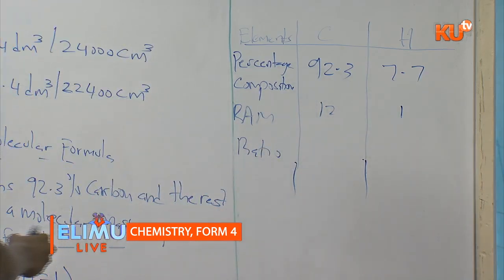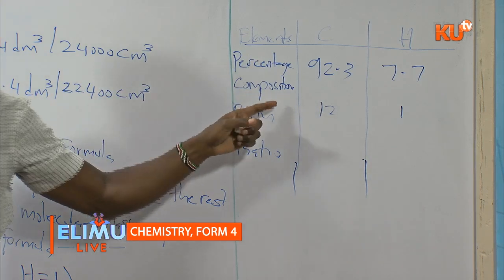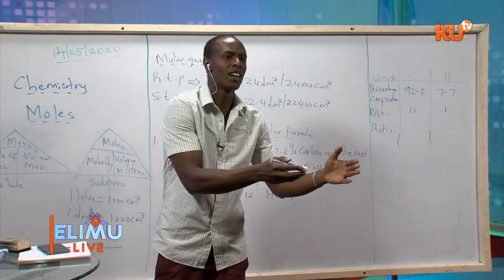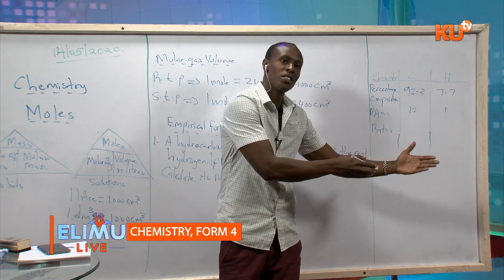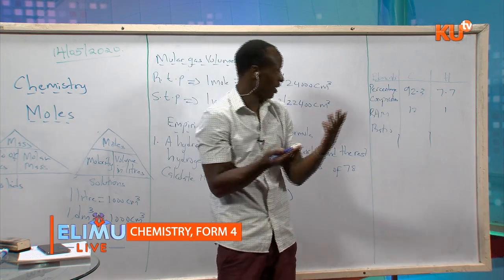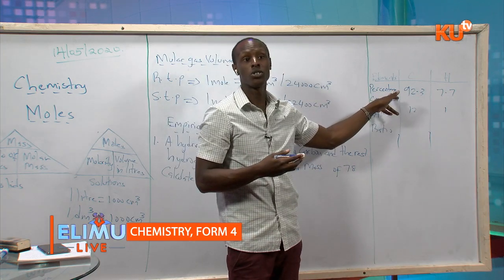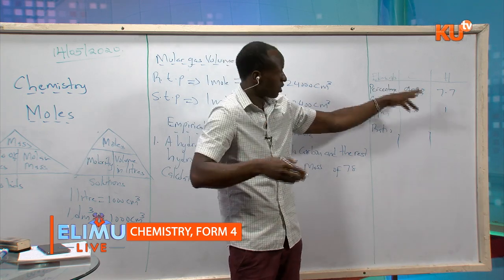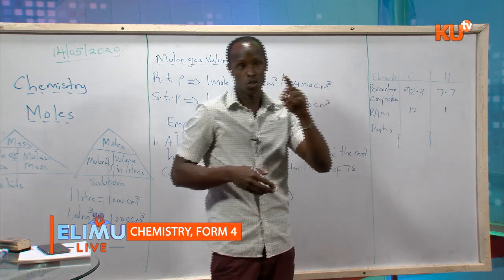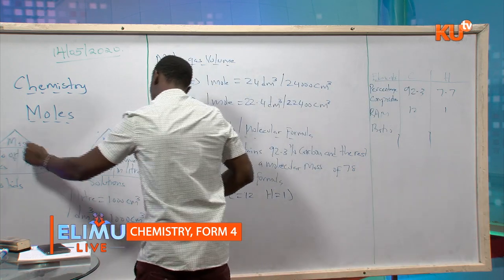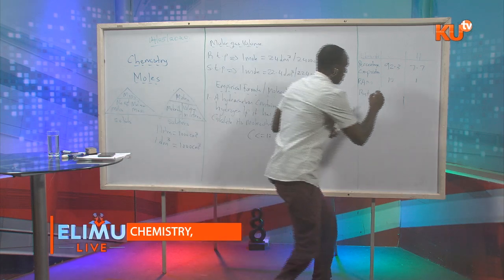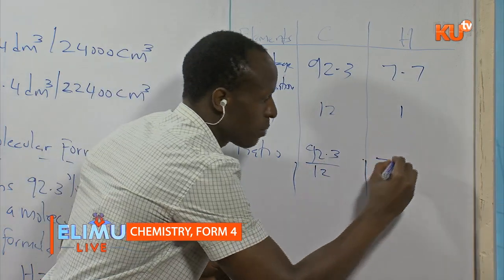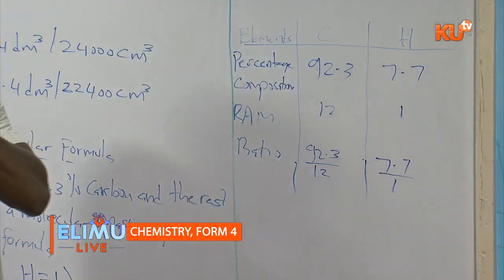We want to calculate the number of moles. Our percentage composition also acts as the mass, because if the compound's mass was 100 grams, it means carbon will be 92.3 grams and hydrogen will be 7.7 grams. So always your percentage composition will act as mass. In some questions, you'll be given the mass in grams. Some questions you are given the percentage composition. So moles is mass over molar mass. So here it's 92.3 over 12. And here is 7.7 over 1.